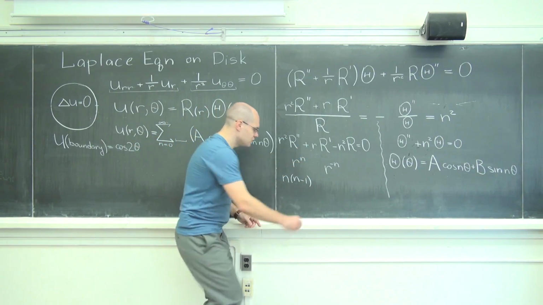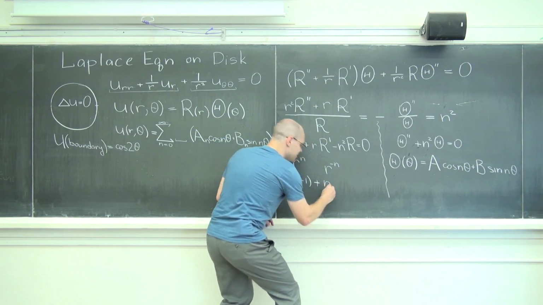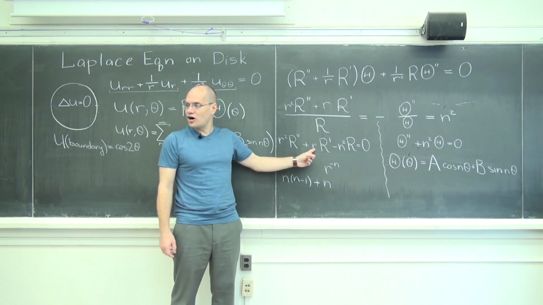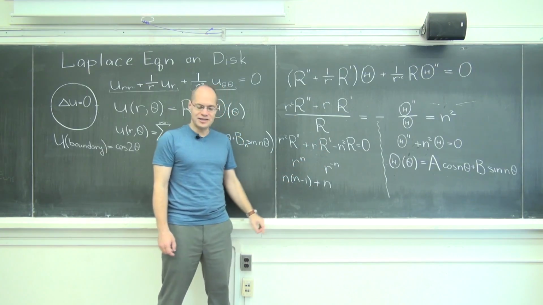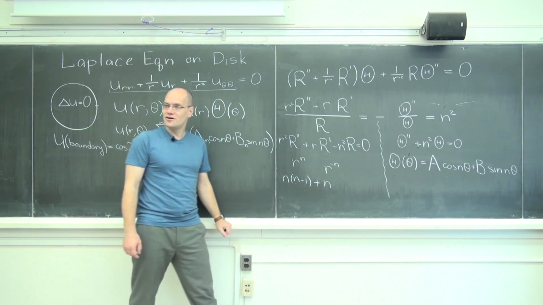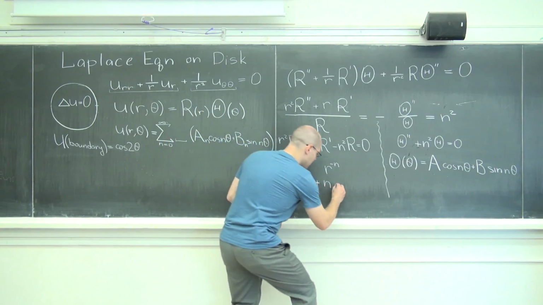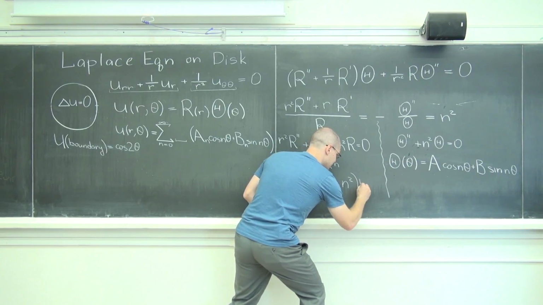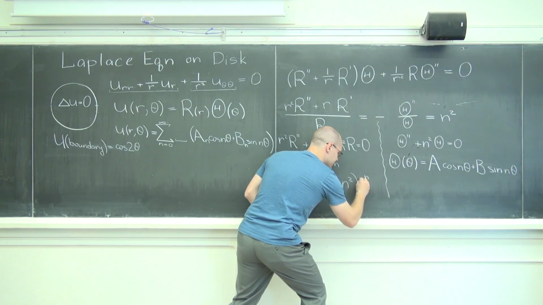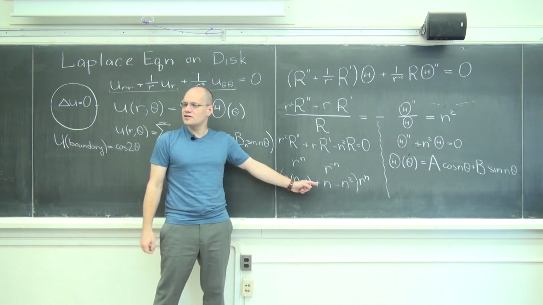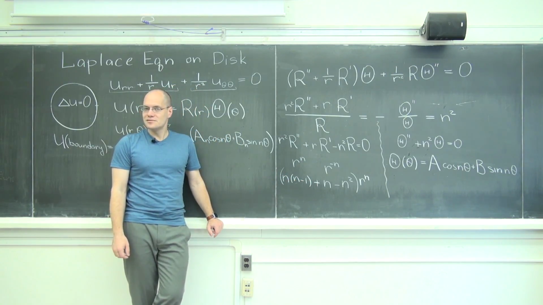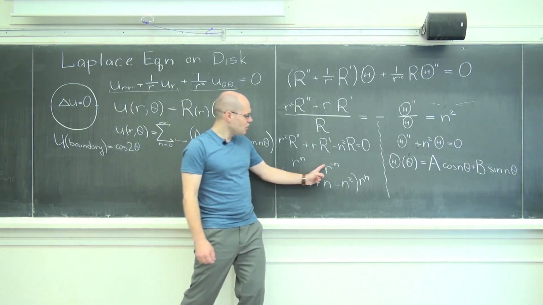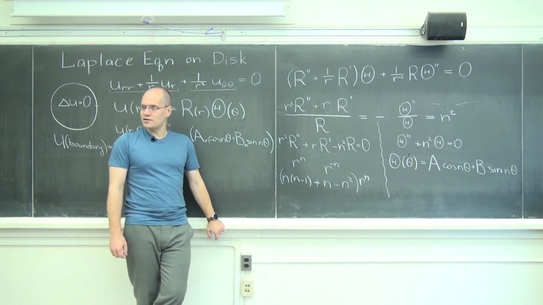What happens here? You pick up a multiple of n. The power drops by 1 to n minus 1, but then this r restores it to r to the n. So it's plus this much r to the n. Finally, minus n squared, and each one of these is multiplied by r to the n. And is the expression in parentheses 0? Yes, it is. So r to the n works. And similarly, r to the minus n will work.